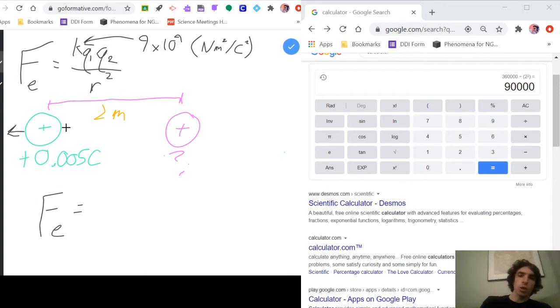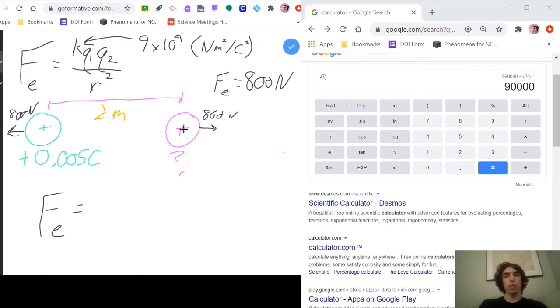Let's say that we know the force, and I'm just going to write it over here because I don't have a lot of room to the left. Let's say the force that's acting on this charge is 800 newtons. 800 newtons of force pushing this positive charge to the left. And since we know that these are force pairs, or we observed that in the simulation, that means that that must also be what's acting on this other positive mystery charge.